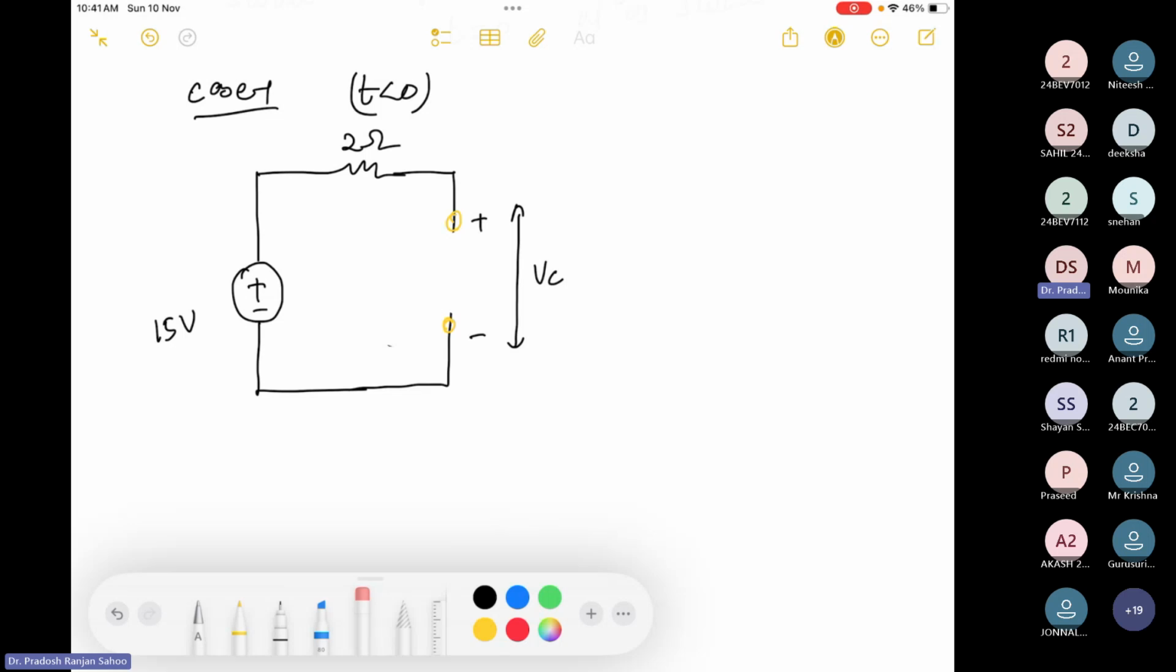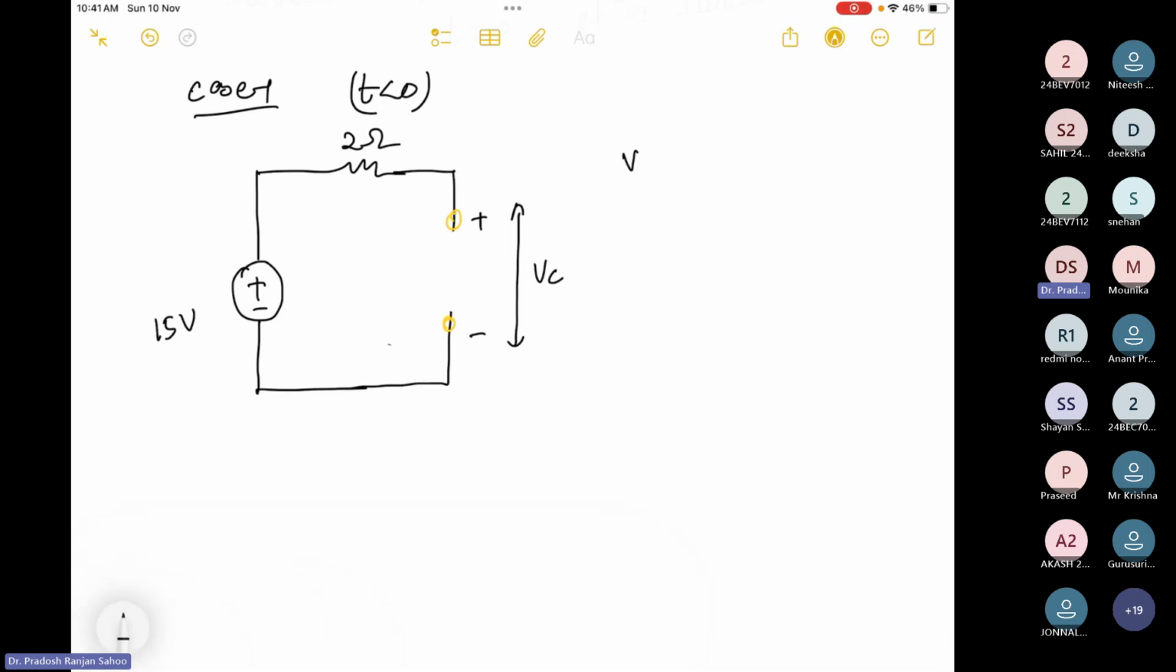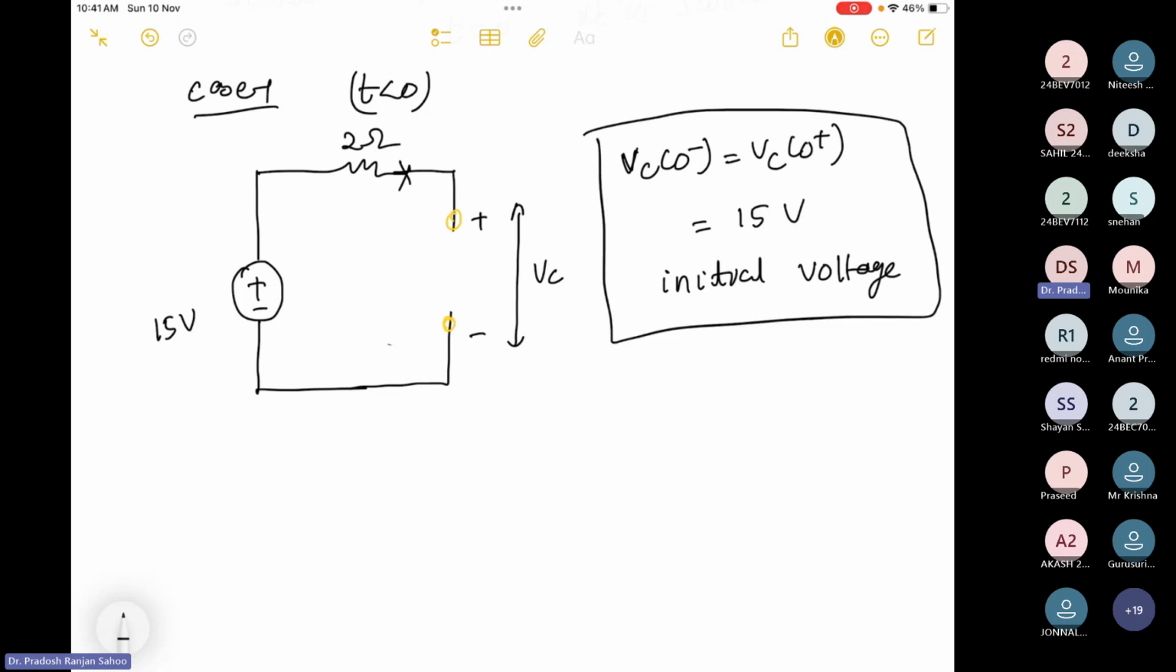I want to find out the voltage stored at the capacitor initially. So I can write V_C(0-) equals V_C(0+). Just before switching and just after switching, the voltage across capacitor is nothing but the voltage here, so I will get 15 volt. This is nothing but the initial voltage. So one thing is over.